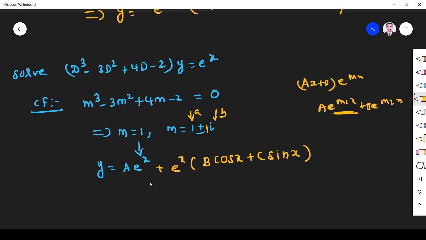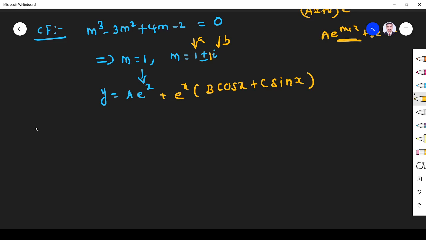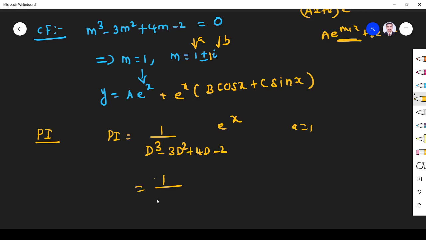Next, we have to find the particular integral. As usual, PI is equal to 1 by phi of D. Phi of D is D cube minus 3D squared plus 4D minus 2, with e power x. Here a is equal to 1. So replace D by a: 1 by (1 minus 3 plus 4 minus 2) into e power x. This is equal to 1 by 0 e power x.